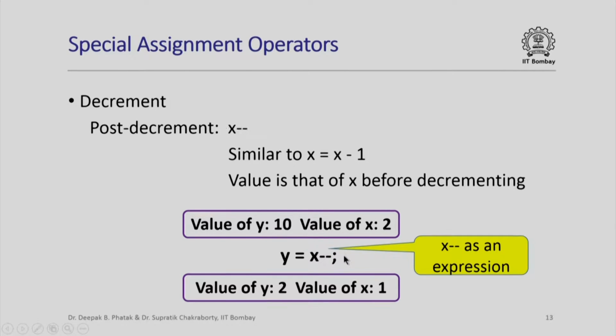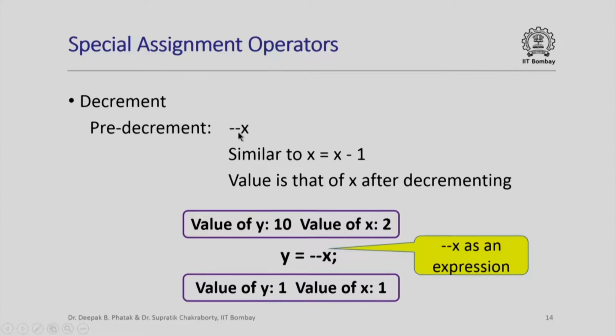Just like increment, we can also have decrement operators. So we can have post decrement like x minus minus, which is similar to x is assigned x minus 1, but its value will be the same as that of x before decrementing, and here we have a simple example that is worked out. You can look at it and you will be able to easily realize how the values of x and y are obtained after the execution of this instruction.